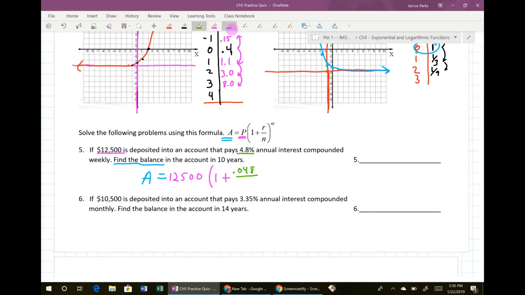Divided by N. N is how often they give you your interest. So the interest is compounded weekly. There are 52 weeks in a year, so this will be 52.